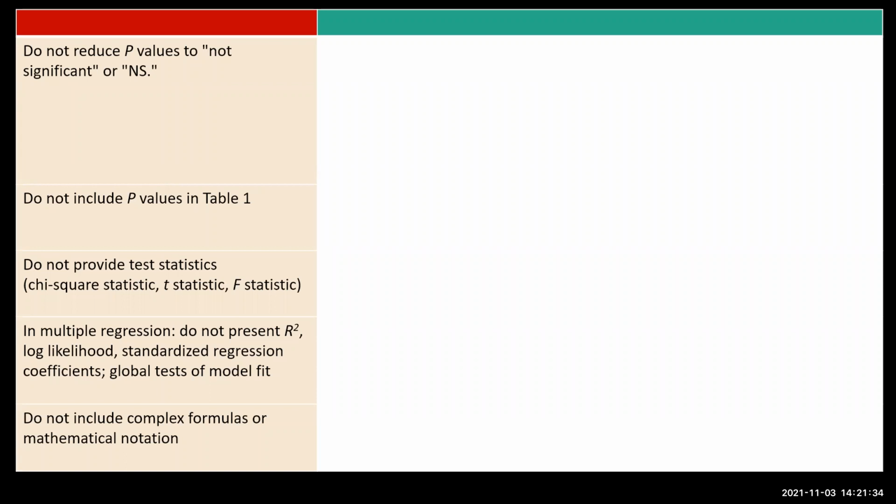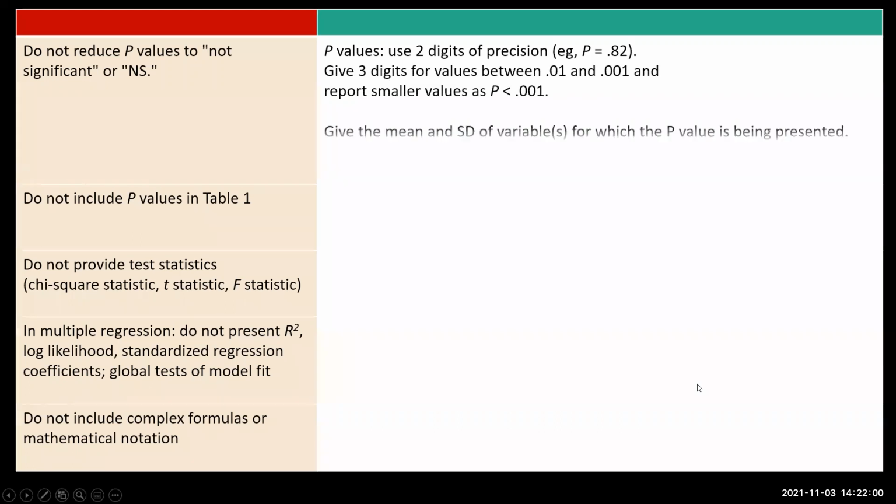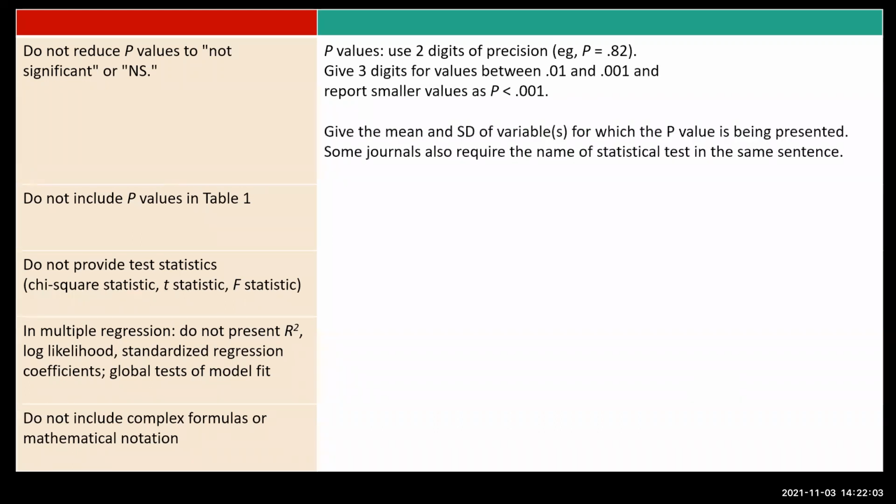Do not provide test statistics such as the F statistic. Again, there is a difference of opinion between different fields and editors and journals. In psychology journals, you'll see the F statistic presented commonly, whereas in biomedical journals, you will not see that. So again, this is from a statistician, and what they're saying may or may not apply to your field.